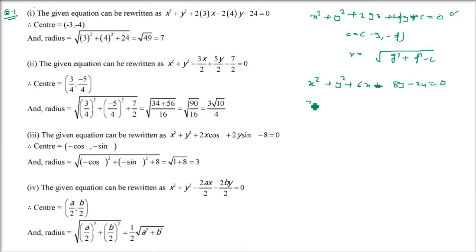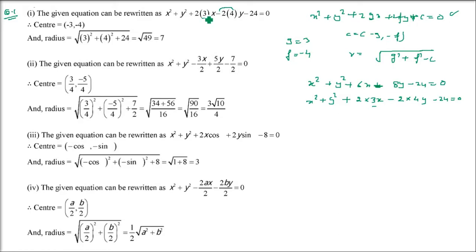Now compare it with the actual standard equation. X square plus y square, now 6x can be written as 2 into 3x. This 8y can be written as 2 into 4y. Then this 24 will remain as c. Now just compare it. What is g here? G is 3. What is f here? F is negative 4 because it has a negative sign in front of it.